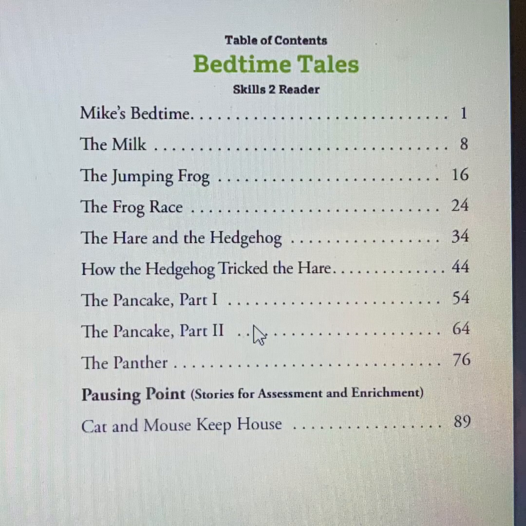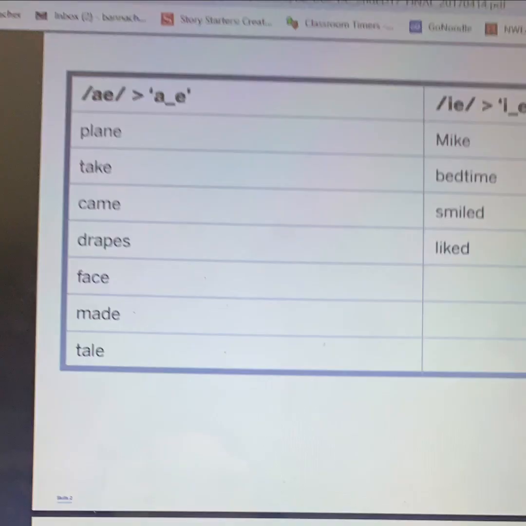Here is the table of contents. Do you remember what the table of contents does? That's right. It tells us the title of each story and the page that each story begins on. Let's look at our first story called Mike's Bedtime. What page does that start on? That's right, page 1.